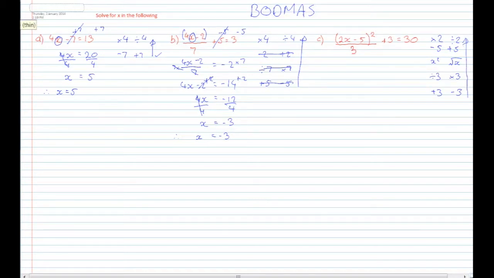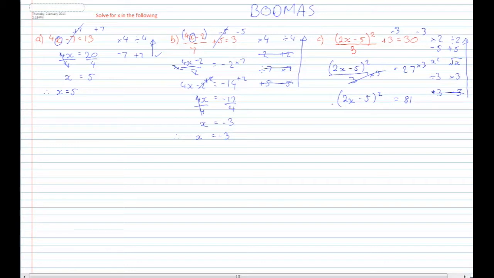Okay, so the first step says minus 3, so we're going to minus 3 from both sides. And there you go. So you end up with 2x minus 5 bracket squared over 3, and the plus 3 and the minus 3 will cancel each other out, equals 27. Alright, cross that step off. Times by 3 now to both sides, so the 3 and the 3 will cancel each other out, and you end up with 2x minus 5 squared is equal to 81. If you don't believe me, check it out on your calculator. Alright, the next step is square root.